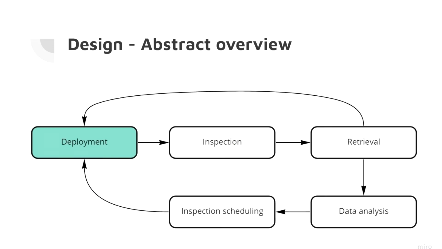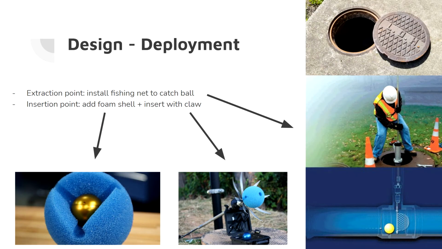Now I will explain our final concept. You can divide our system in 5 stages. We will start with the deployment stage. A human operator goes to the extraction point to install a fishing net, which eventually catches the ball. Then, at the insertion point, the ball will be equipped with a foam shell to reduce noise caused by the ball's movement. Finally, the ball will be inserted with a claw.